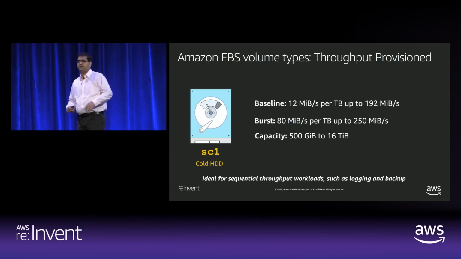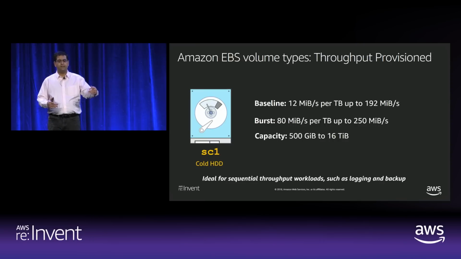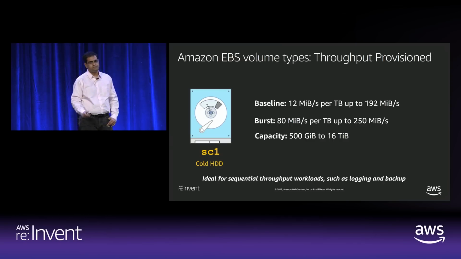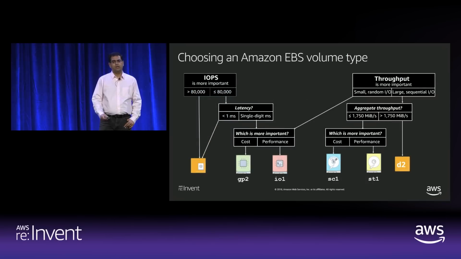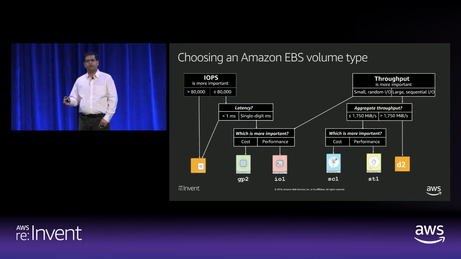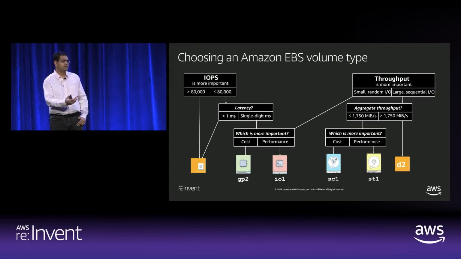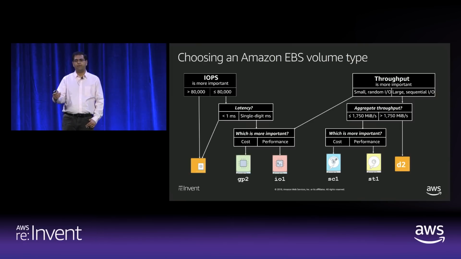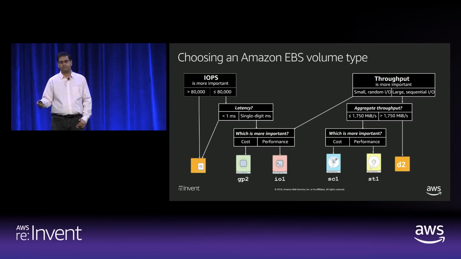This one is, again, throughput intensive, but not as throughput intensive as ST1, and therefore think of use cases like logging or as a secondary copy of your data. That would be a more appropriate workload for SC1. So that's the taxonomy, going all the way from instance storage to our SSD-backed EBS storage types, to our HDD-backed EBS storage types, to instance store that is disk-based.